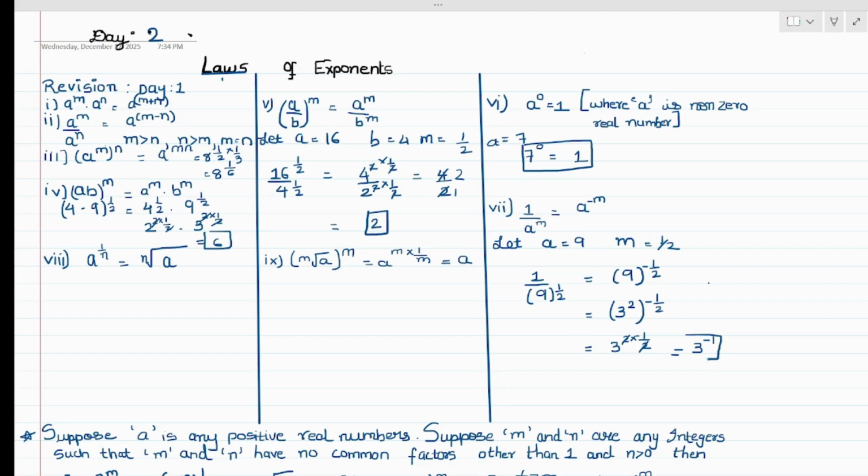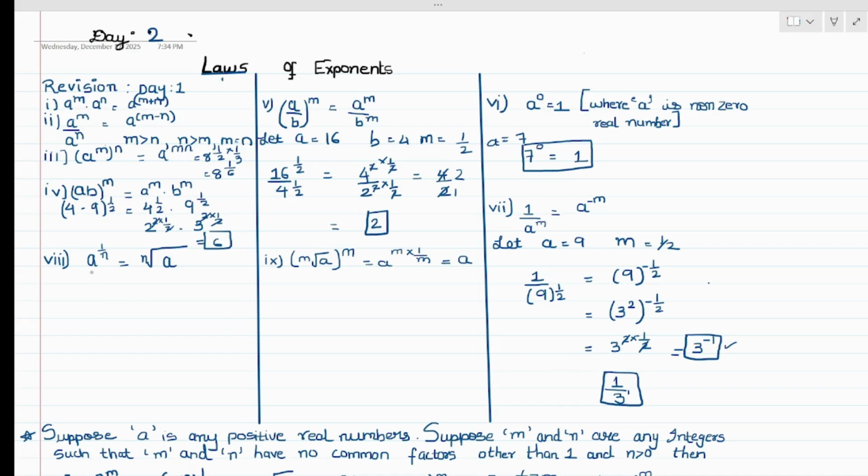This 3 raised to minus 1 is also correct, and you can also write it as 1 by 3 if you want to get rid of this negative exponent. If you want to get rid of any negative exponent, you can write that number in the denominator of 1. You will get your answer in a positive manner.